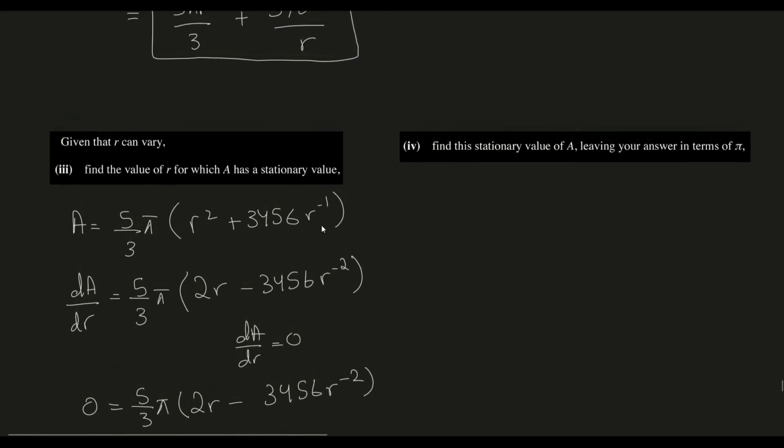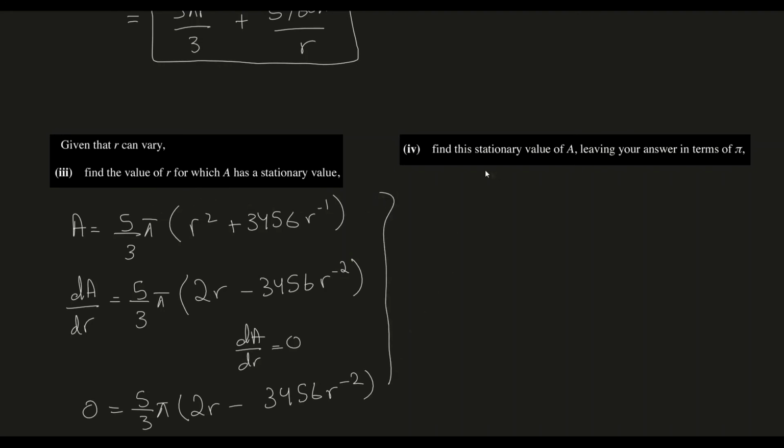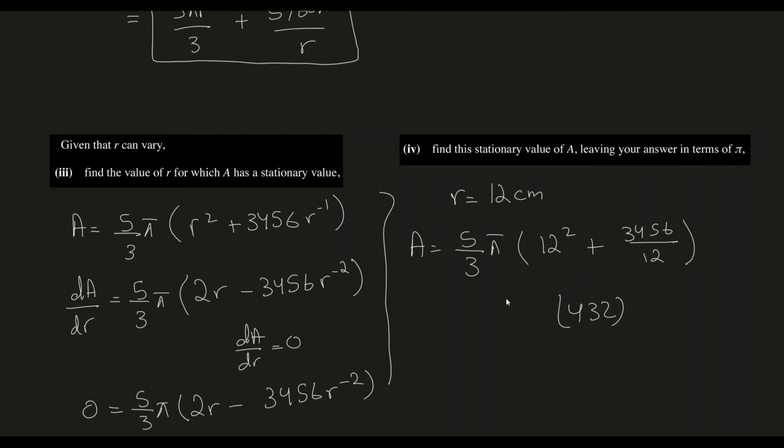Okay. In the next part, it says find the stationary value of A, leaving your answer in terms of pi. So r equals 12 centimeters, area equals 5 over 3 pi times (12 square plus 3456 divided by 12). Okay, and so inside the bracket we will be left with 432 times 5 over 3 pi. So area equals 720 pi. This is centimeter cube. Okay.